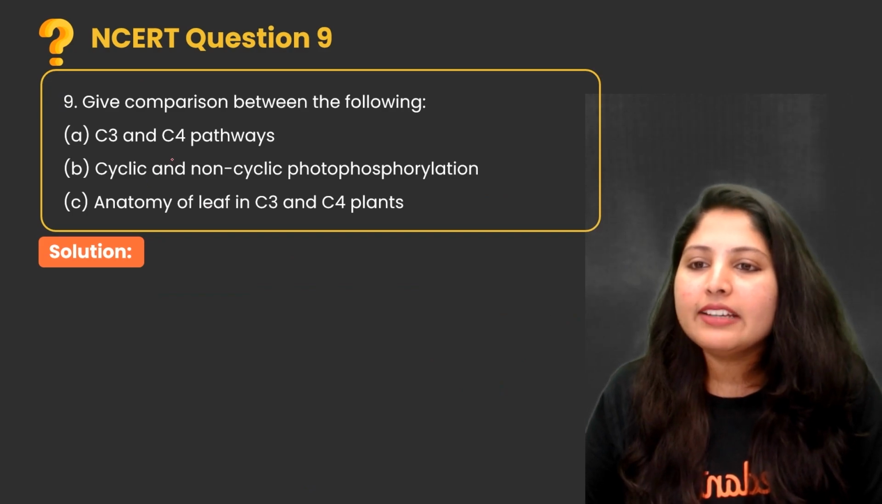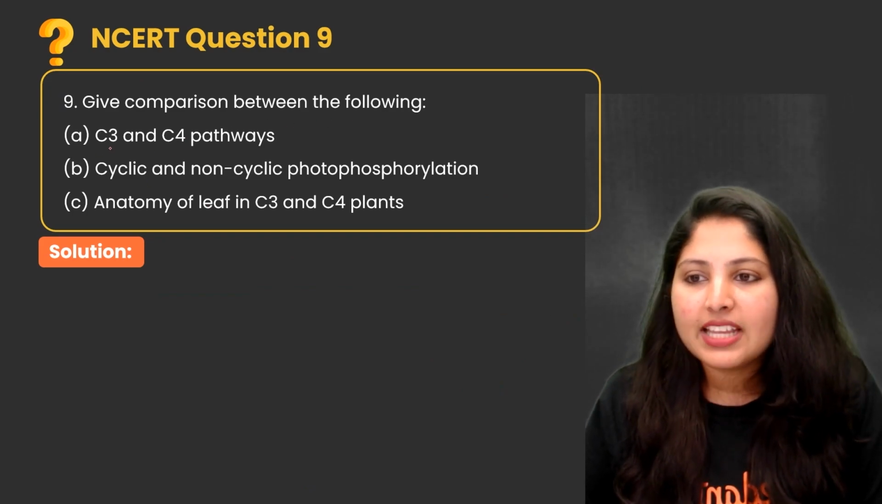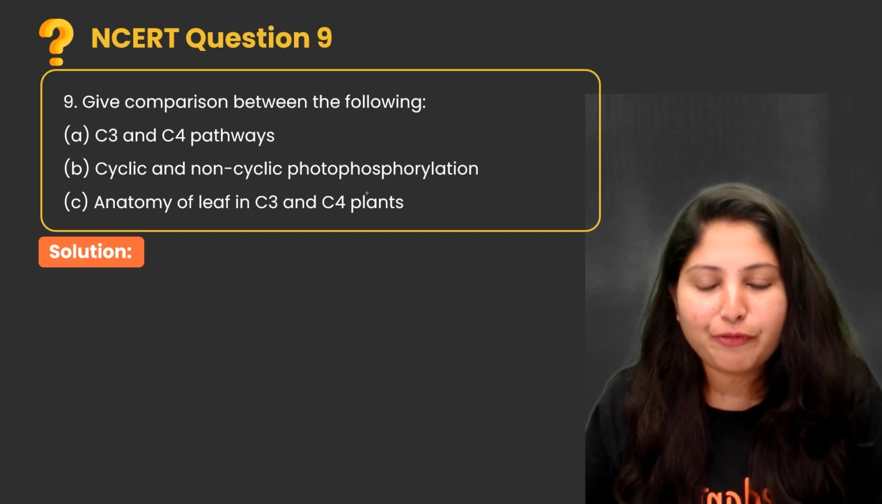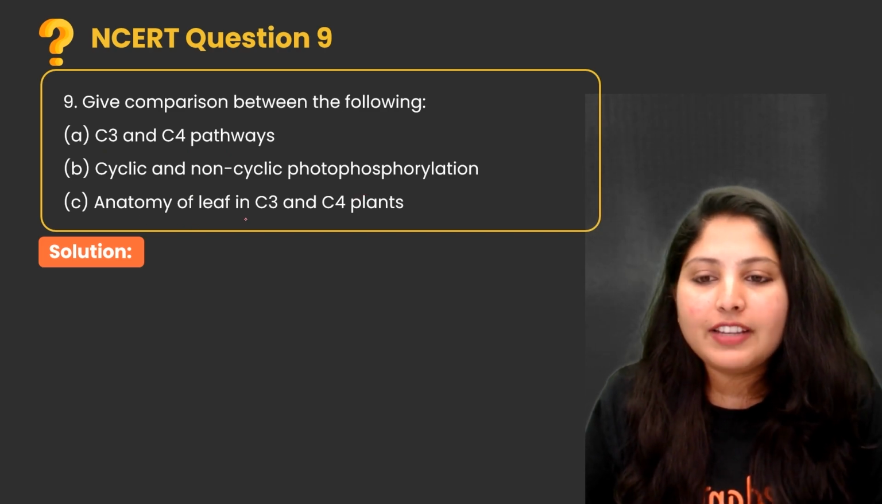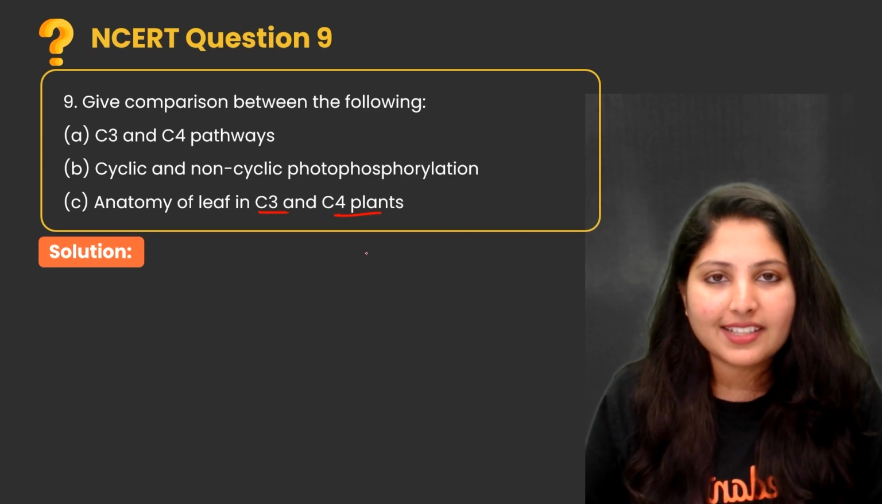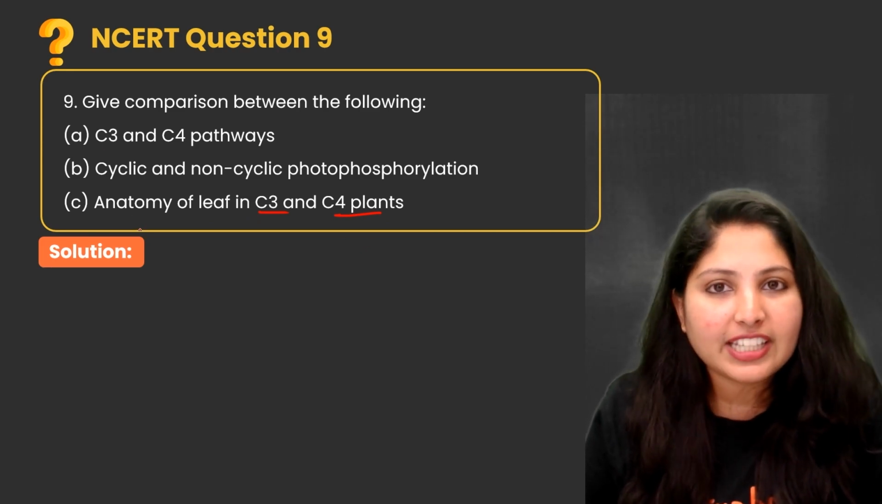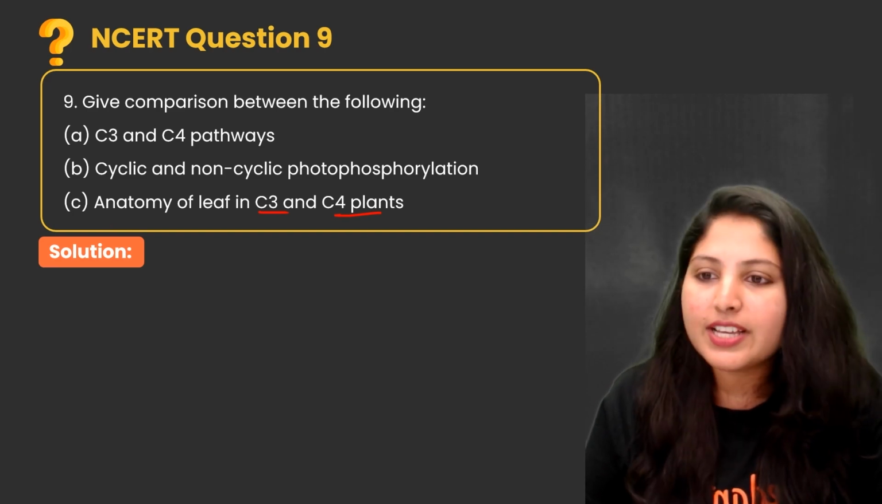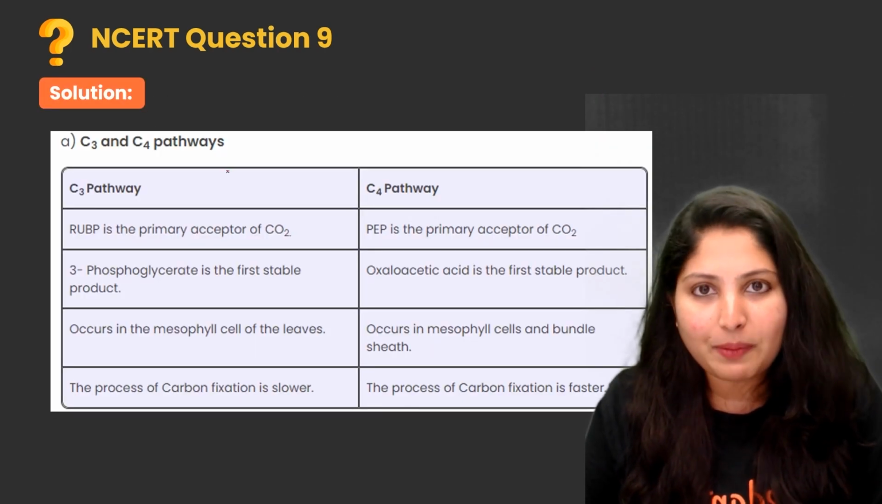Clear, right? Give comparison between the following: C3 and C4 pathway, cyclic and non-cyclic photophosphorylation, anatomy of leaf of C3 and C4 plants. So these 3 points we need to distinguish. Let's discuss the first one, that is C3 and C4 pathway.